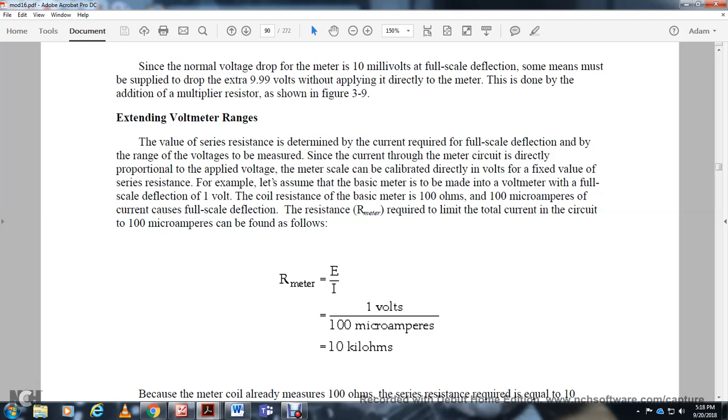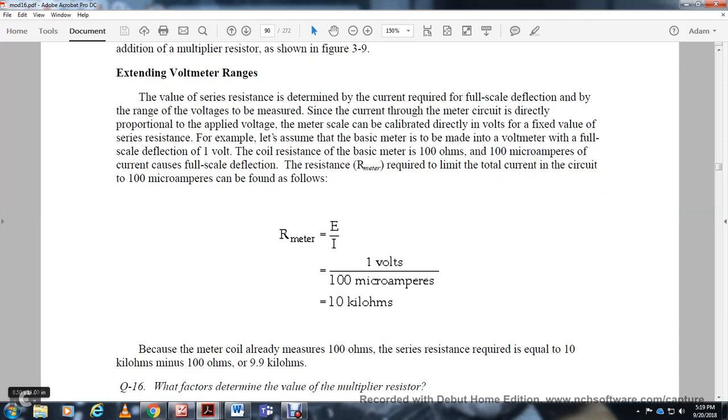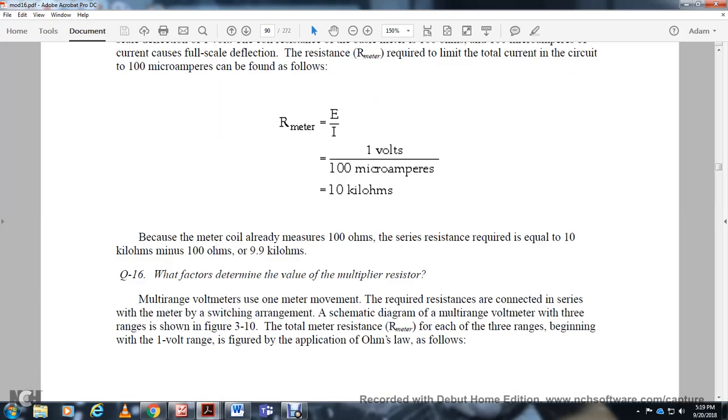For example, let's assume the basic meter is made with a voltmeter with a full scale deflection of 1 volt, a meter resistance of 100 ohms, and 100 microamps of current for full scale deflection. The series resistor required to limit the total current in the circuit to 100 microamps is as follows. The resistance of the meter is equal to the volts over the amps, 1 volt over 100 microamps, which gives 10 kilohms. The series resistance required is equal to 10 kilohms minus the meter resistance, 9.9 kilohms.